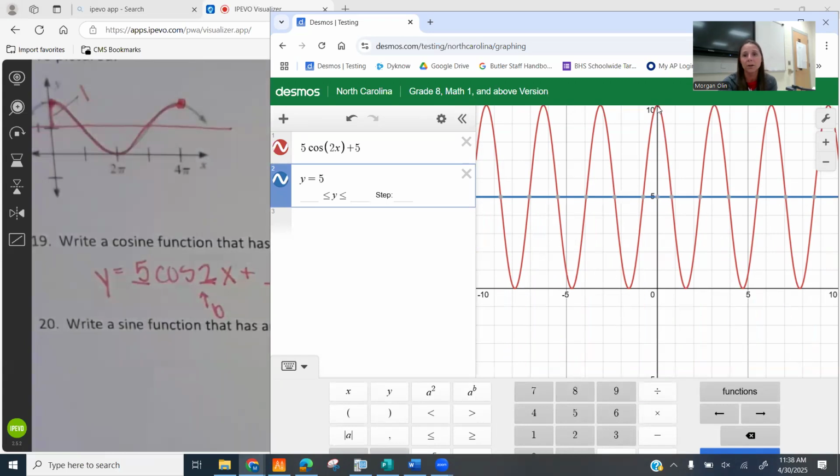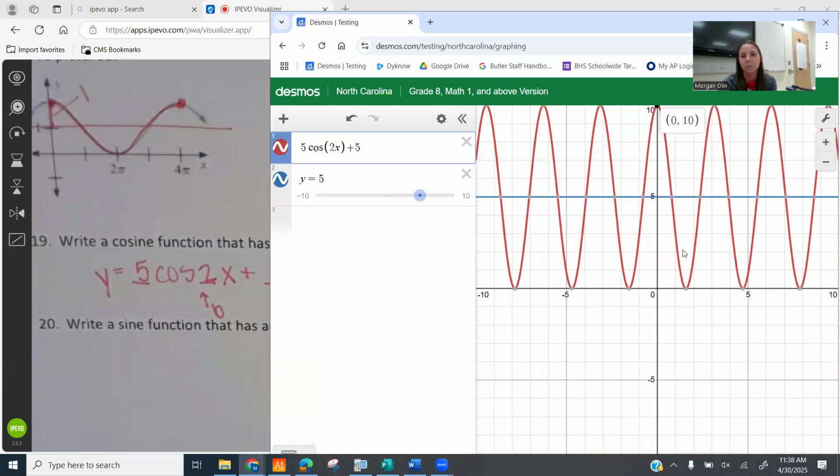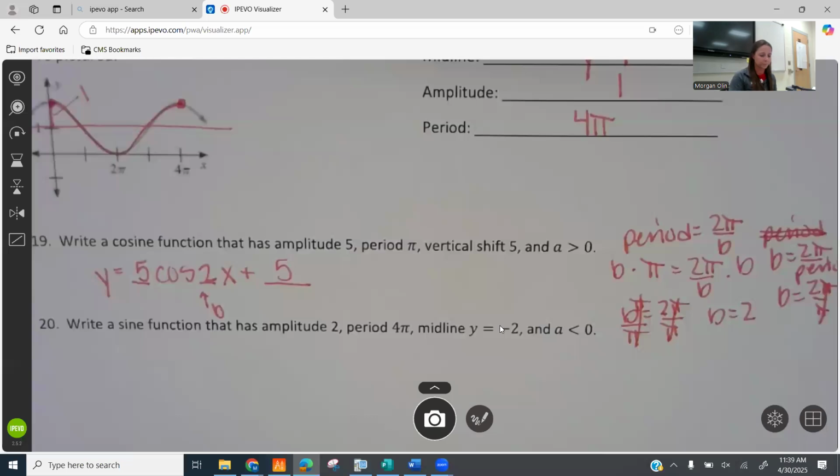And our period, the period is the length of one cycle. So one cycle goes from here to here. And you see that's a length of pi. All right, so we did it correctly.